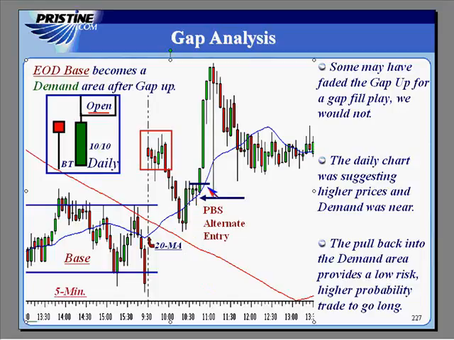So that would be our entry point when it takes out that high of the bottoming tail bar. And we're doing that in an area of support.